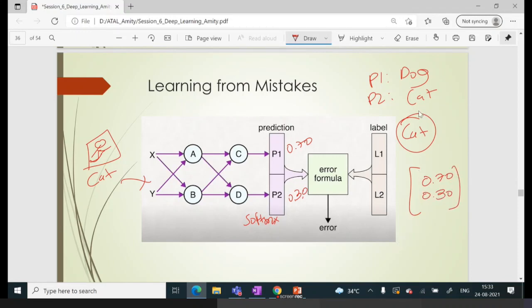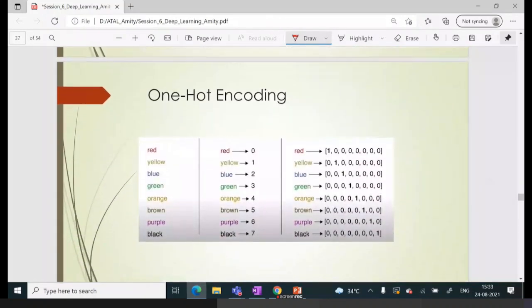Whereas the known value is just single, which is nothing but cat. So that means I need some mechanism which can convert this single value into a matrix of size 2 cross 1, right? In order to do so, there is one concept which is called one hot encoding, right?